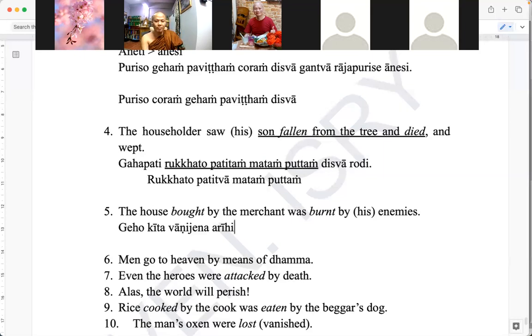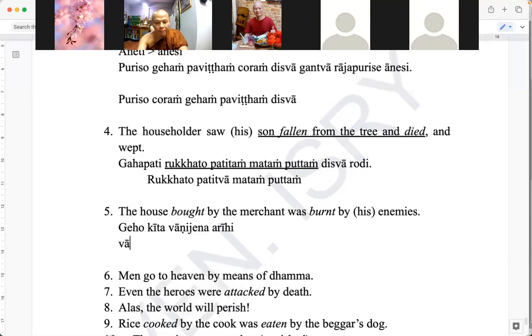So I translate as, first of all: vāṇijena geham kītaṃ vāṇijassa arīhi daḍḍhaṃ and ahosi at the end. Vāṇijena kītaṃ vāṇijassa arīhi daḍḍhaṃ. You translate, okay. Vāṇijassa arīhi. Okay, leave that one. Yes, leave it out because I don't know how to use this problem. So that is within brackets.